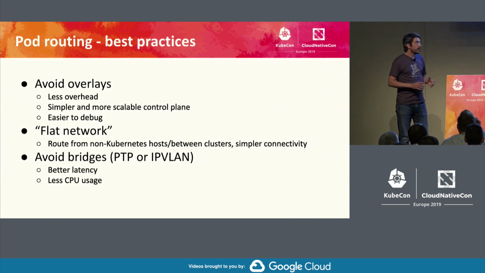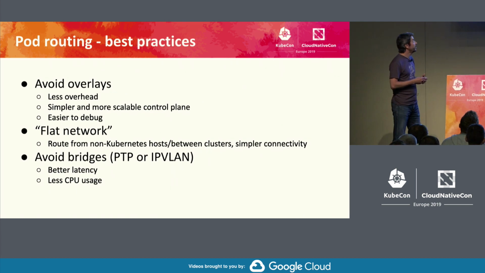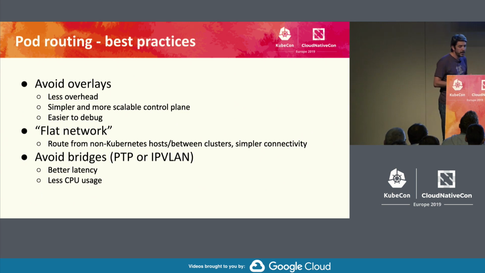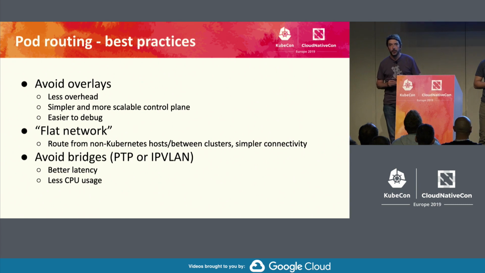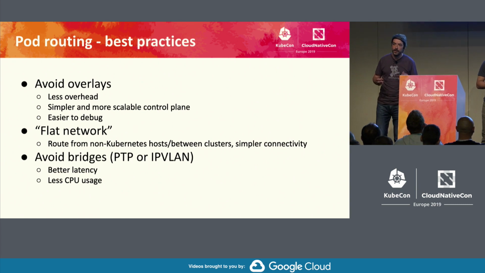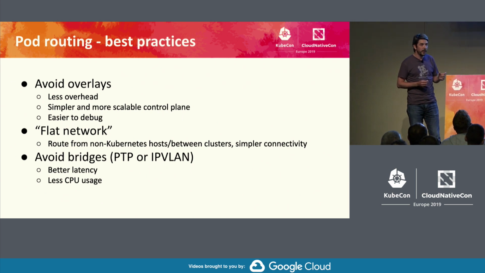So in terms of best practices, what we think everybody is going toward is native pod routing, which means avoiding overlays. In this case, we want all pods to have routable IPs on the network, and so no overlay. It's much easier to debug, it's simpler, and it also allows for a flat network, which means communication between pods in different clusters, and even VMs outside of your cluster, to your pods is going to work because everything is routable.